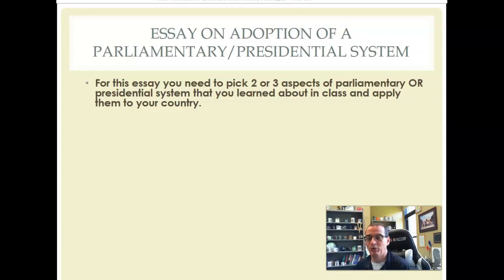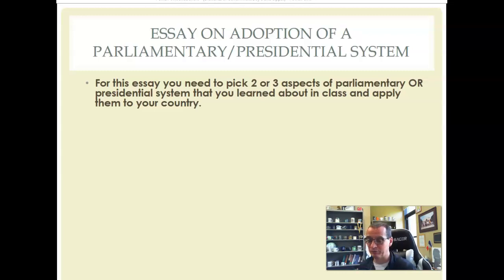Okay, so the last assignment for this class, as I've mentioned repeatedly, is for each of the students in the class to write an essay on the adoption of either a parliamentary or a presidential system of government to your country. So, in a nutshell, you'll need to pick between 2 and 3 aspects of either the parliamentary or presidential system that you learned about in class and apply them to your country.